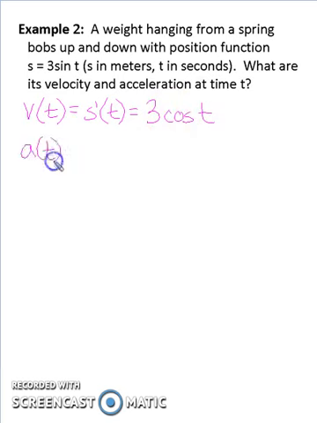And then the acceleration function is the derivative of velocity. So we would bring the 3 down again, and then the derivative of cosine is negative sine. So the acceleration function would be negative 3 sine of t.